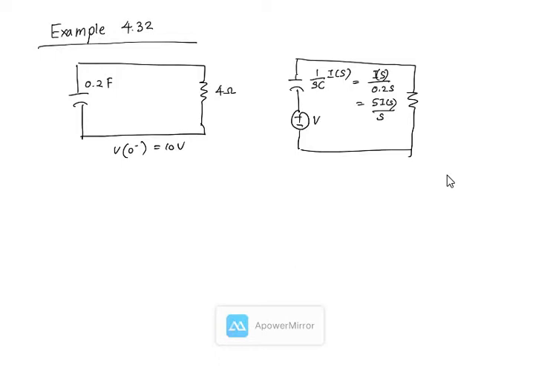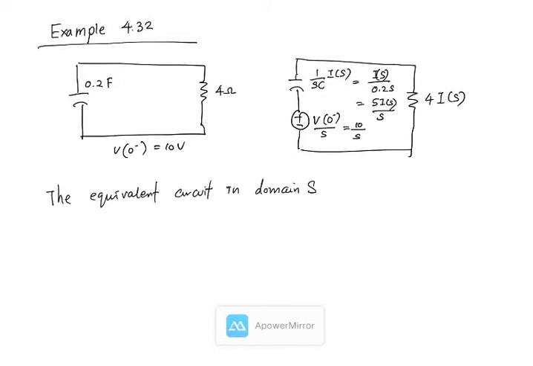And this one is referred to as V0 divided by S. V0 in the question given is 10, so 10 over S. And the resistor is 4, so it's 4 I(S) here. Therefore, we can calculate the voltage drop across the resistor plus the capacitor equal to the source. So it's 4 I(S) plus 5 over S I(S) is equal to 10 over S.